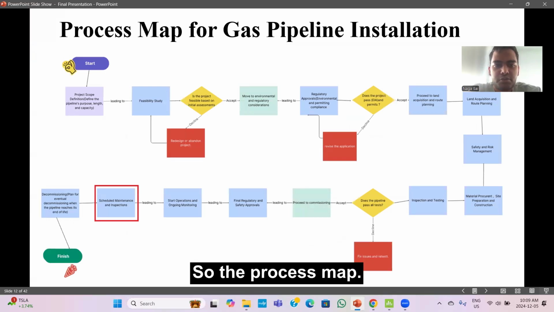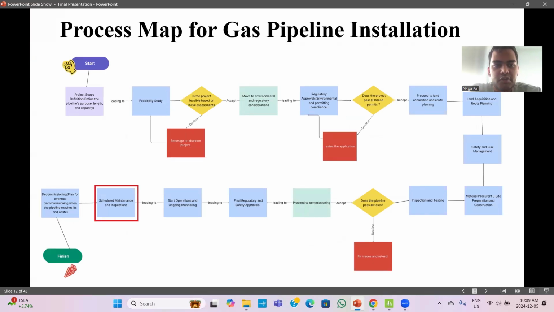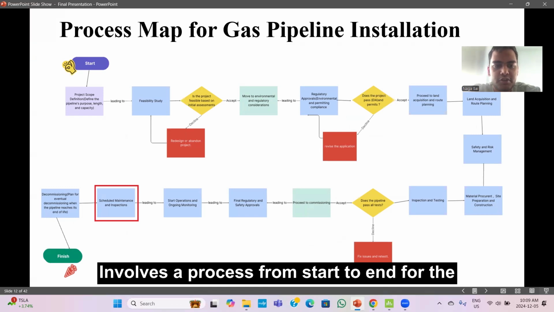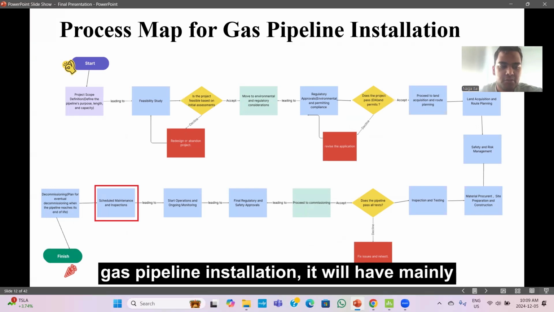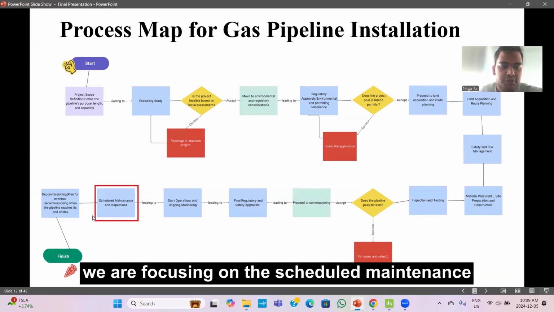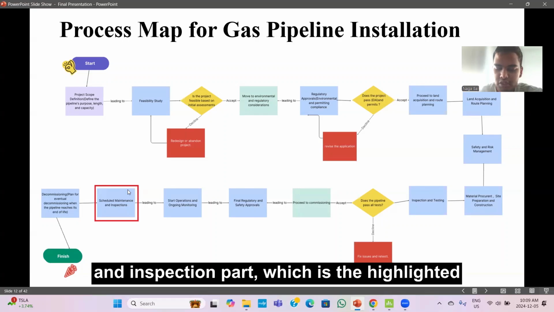Process map. The process map involves the process from start to end for the gas pipeline installation. We are mainly focusing on the scheduled maintenance and inspection part, which is the highlighted area.